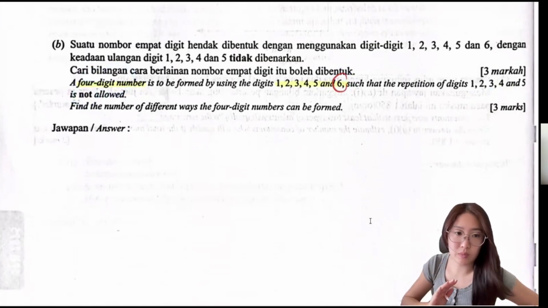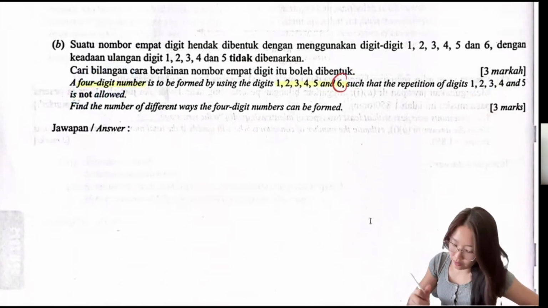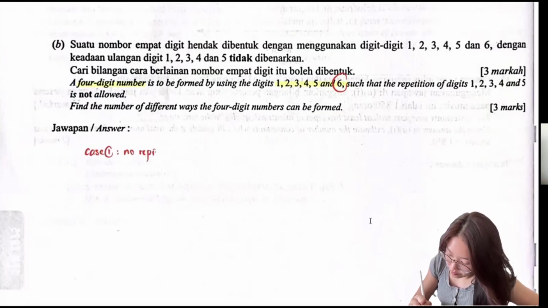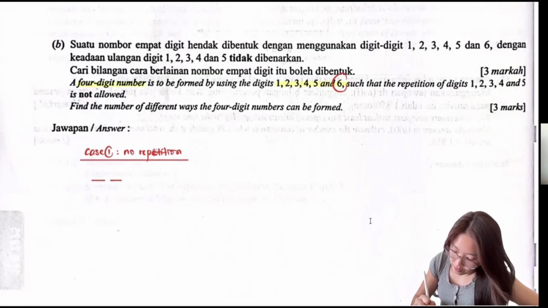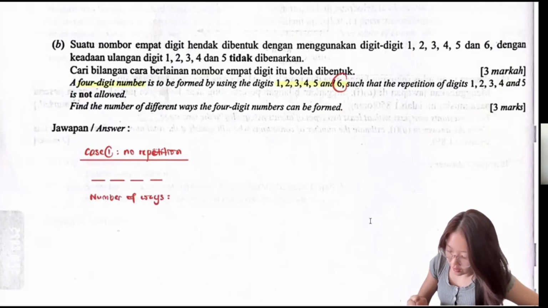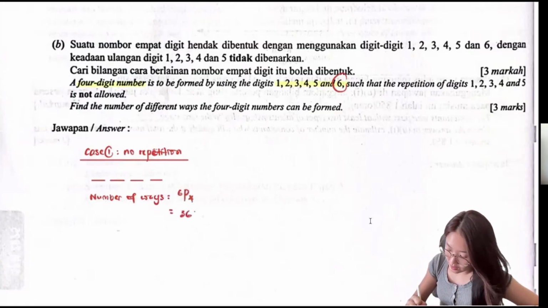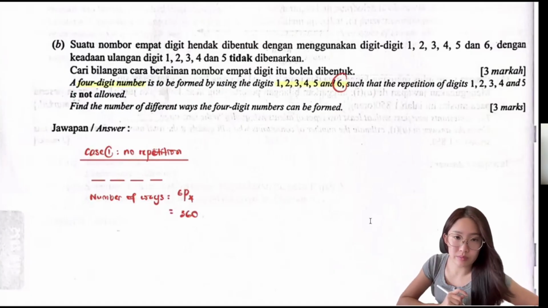Okay, guys, over here we're going to split into cases. Different cases. Case 1, that there is no repetition of any numbers at all. The 4 numbers, all different numbers. So number of ways, 6 numbers you choose 4 to arrange. That is 6P4. 360. This is case 1.